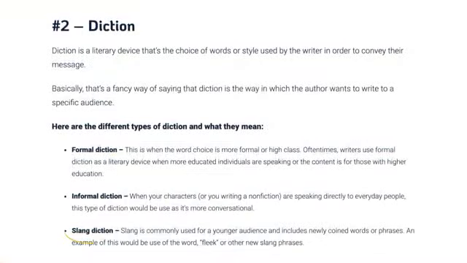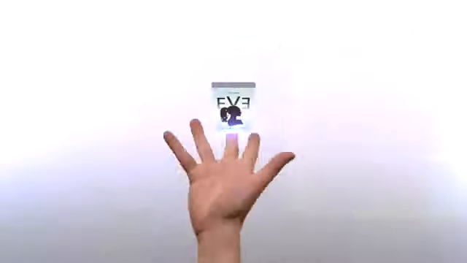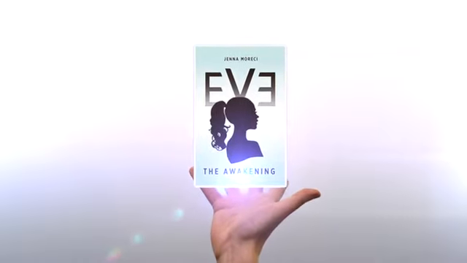Slang diction is when you're using newly coined words or phrases or slang in your world. Now, this can be real life slang, or you can make up slang of your own. A great example of this is what Jenna Moreci does in her book Eve the Awakening. It's set about 80 years in the future, and she created slang for her characters because as time goes by, we do create our own slang. So that makes it more realistic as well as just adding to that style of diction.